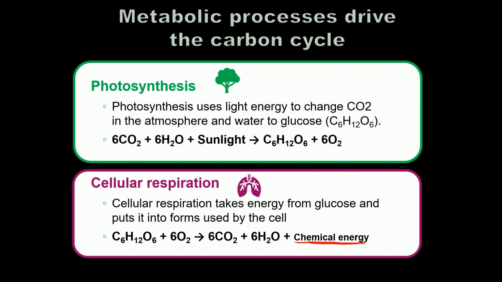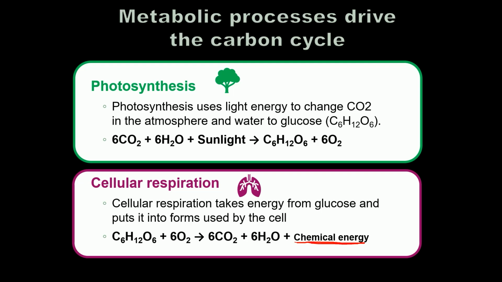So cellular respiration takes energy from glucose and puts it into forms used by the cell. Photosynthesis takes carbon dioxide and water, uses the power of sunlight, and makes glucose and oxygen. Cellular respiration takes glucose and oxygen, breaks them down, and produces carbon dioxide and water, but releases cellular energy, chemical potential energy for our cells to be able to use and live. Now, while only certain types of organisms can do photosynthesis, all organisms do cellular respiration. So plants, they do both, right? They're not just making the sugars for us, they're using them themselves as well.